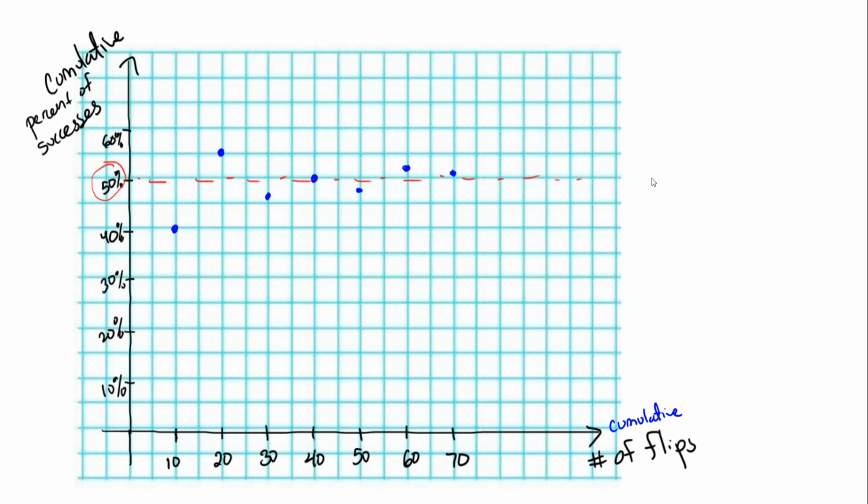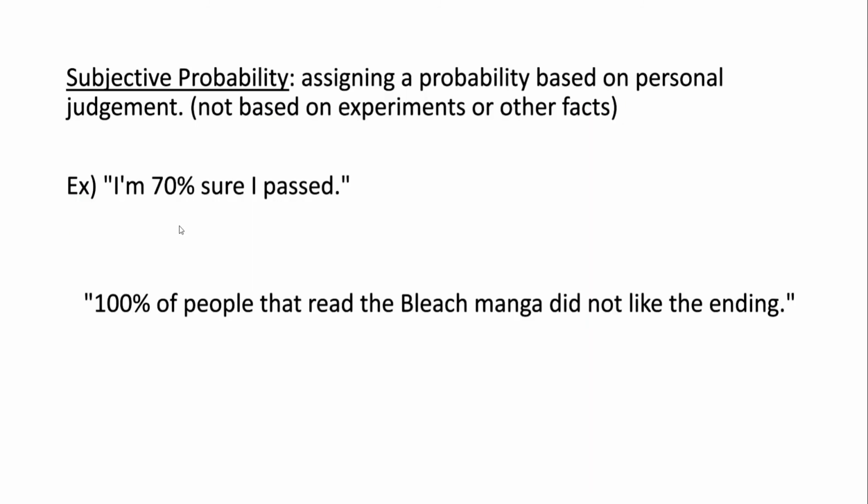Next thing we'll talk about is subjective probability. This is something that comes up fairly often in real life, and this is when people assign a probability based on personal judgment, not based on experiments or other facts. So let's say you take an exam, and after the exam is done, you say that you're 70% sure you passed. How are you 70% sure you passed?